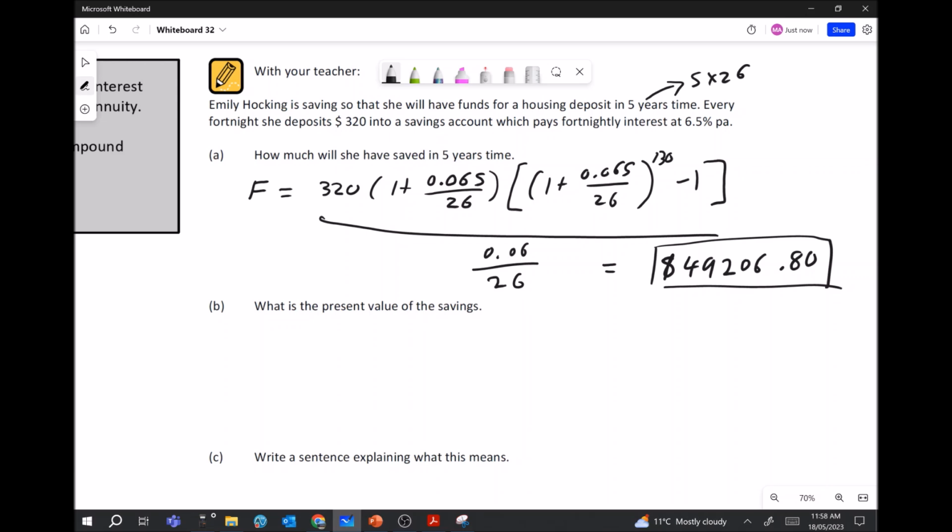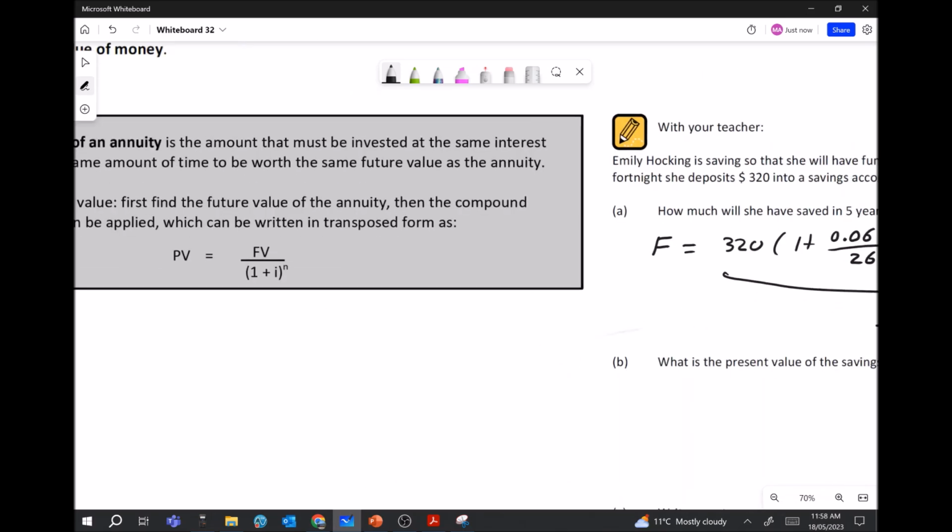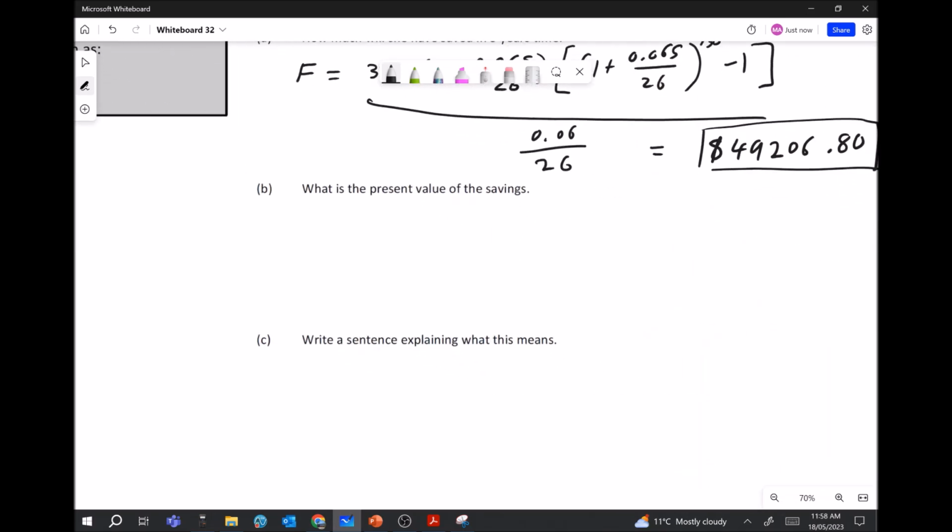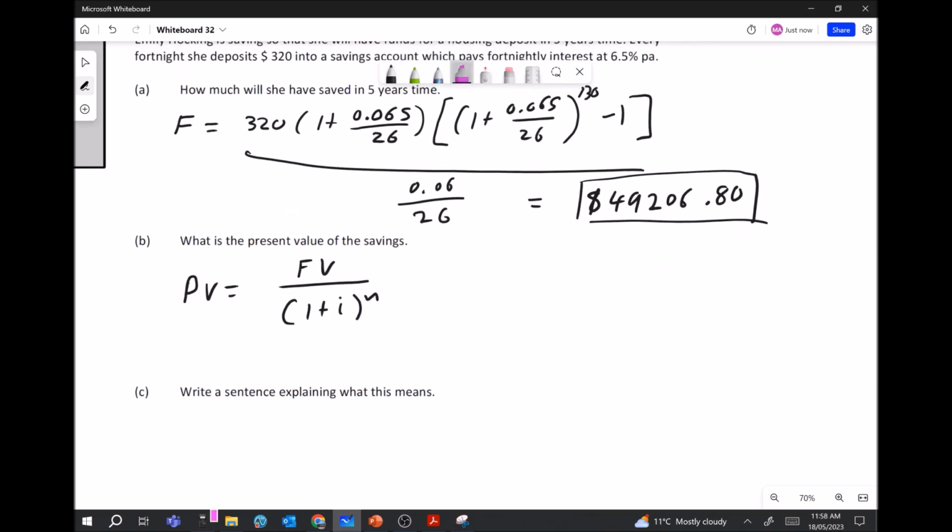Okay, so before this even happens, we can calculate what the present value of the savings is using this formula over here. Okay, so the present value of the savings is equal to the final value over 1 plus i to the n. Now, you've seen this formula in a previous video where we were rearranging the compound interest formula. So it's really just a rearrangement of that formula. And this is going to tell us how much is this $49,206 worth today before Emily even starts saving.